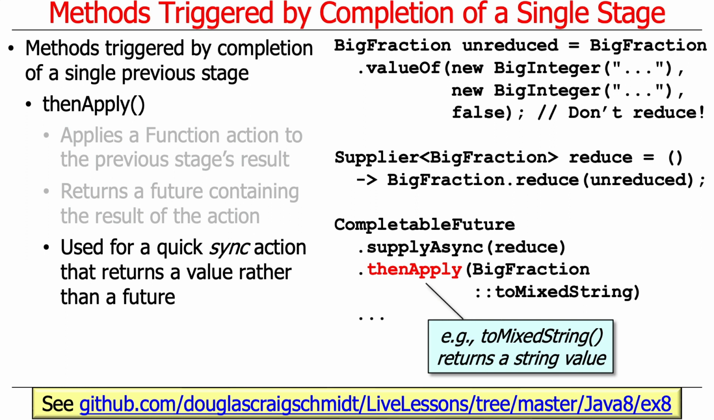And when it's done reducing in the background, we're going to apply this method to convert the improper reduced BigFraction to a mixed BigFraction, or a mixed string. So that'll return a string value. That's going to typically run in the same thread that did the reduction in the background, and then thenApply returns a CompletableFuture. And notice this call turning an improper but reduced BigFraction into a mixed string is fairly quick, so we do that synchronously, running in the background. This example appears here in the ex folder in my Java 8 project in my LiveLessons repository.